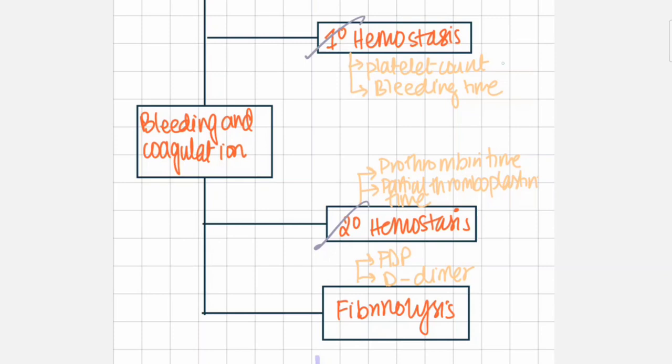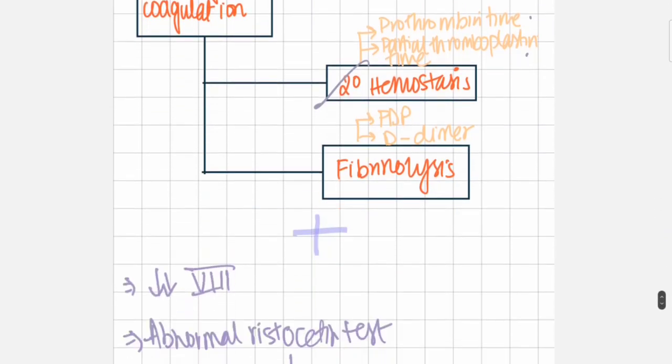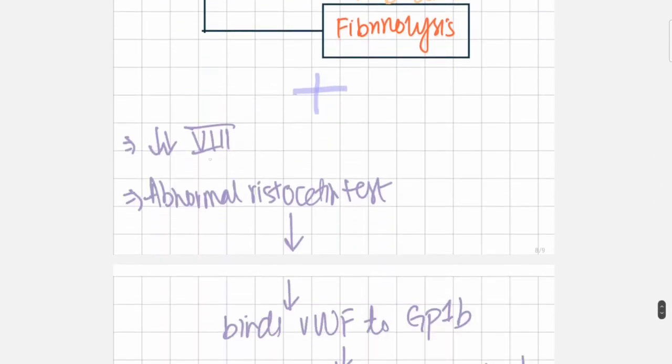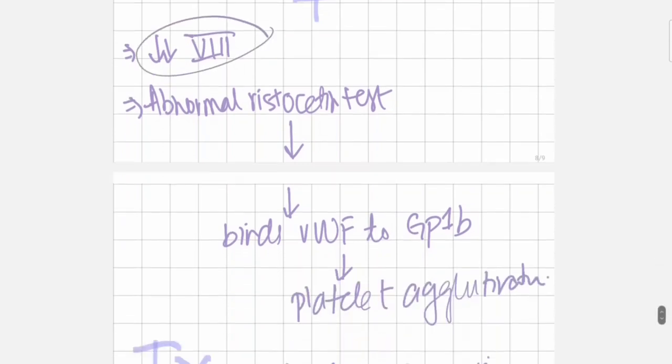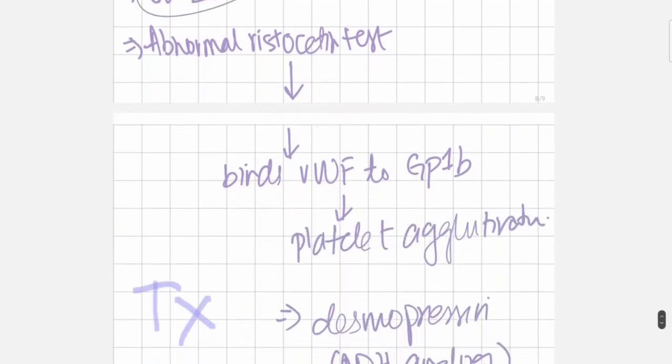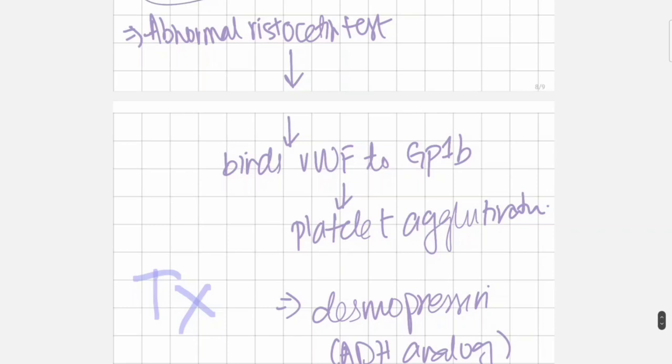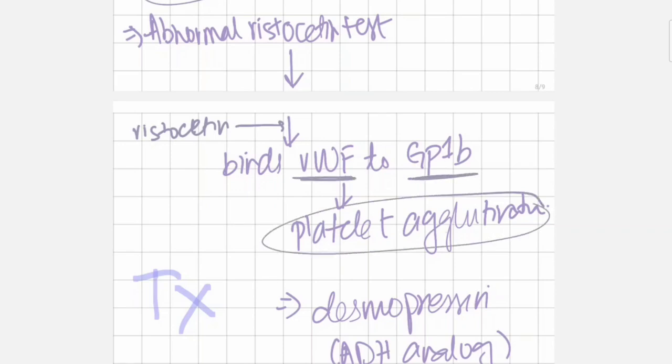So the platelet count is going to decrease, bleeding time is going to increase, APTT and PT are both going to be abnormal. Plus, we're going to have decreased factor 8 in the blood, and there's going to be an abnormal ristocetin test. So basically what ristocetin does is that it binds VWF to GP1B. That is going to cause platelet agglutination.